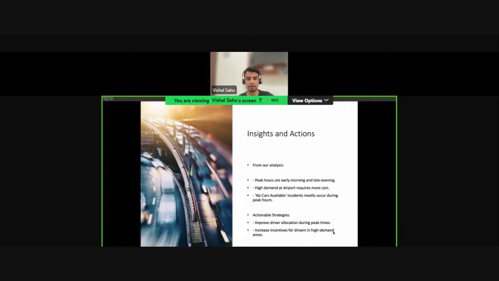So then, as all of you suggested, increase incentives for drivers in high demand areas. When there is a high demand area, you can increase incentives for drivers working in that area, so that they tend to take more rides, and in that case it will be a win-win situation for both customers and Uber, since the customers will be getting the rides and the drivers will also get paid, plus we will have more business.